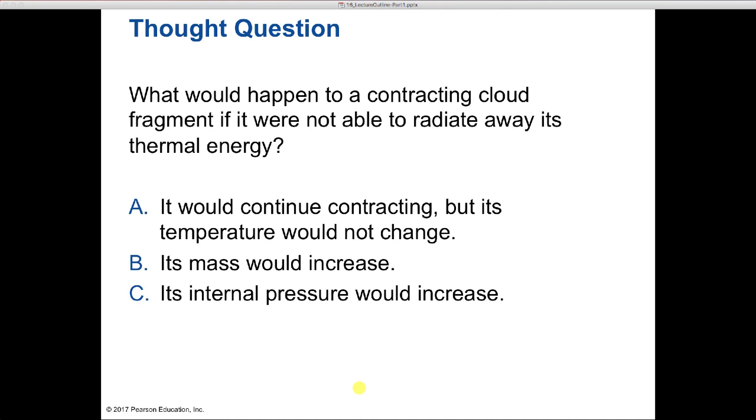That wouldn't happen. So if gravity squeezes a cloud and continues to contract it, temperature always goes up. There's always an increase in thermal energy because of the decrease in potential energy. B is not right. Its mass would increase.